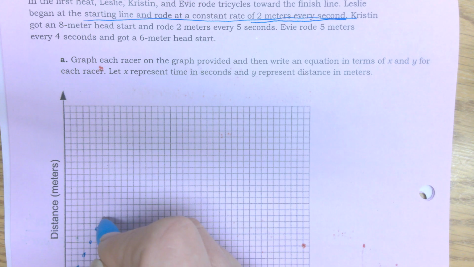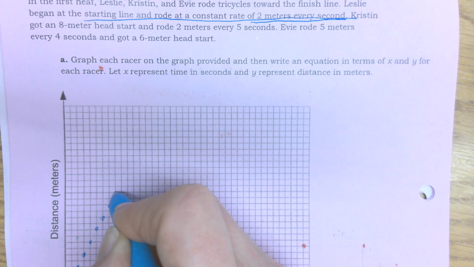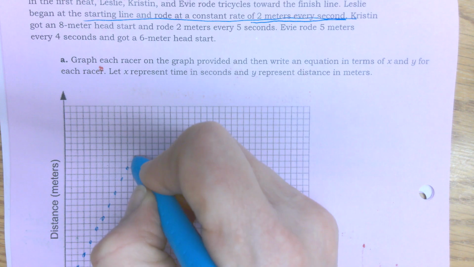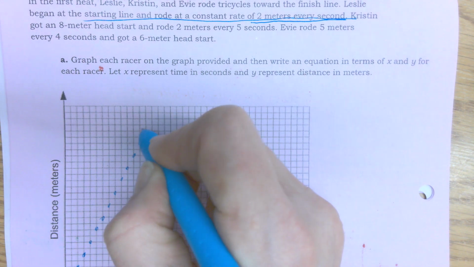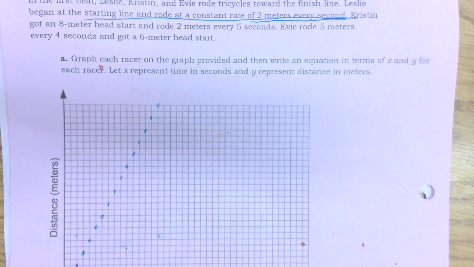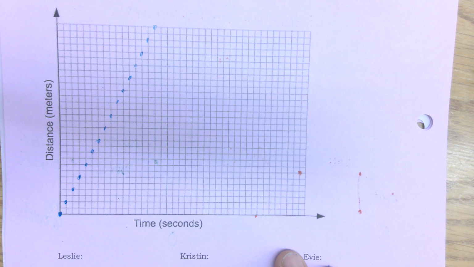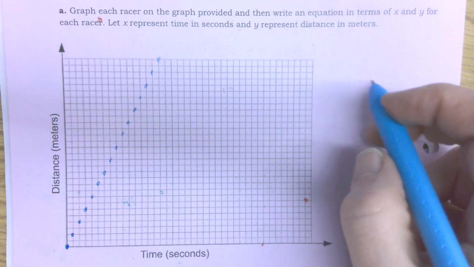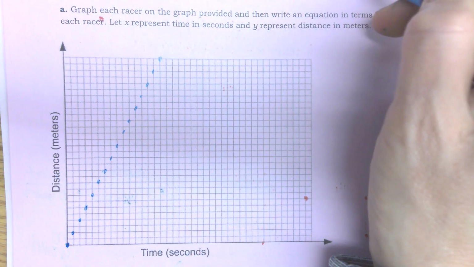I bet I can go faster than you. Oh, race is on. Finished. All done. Nick wasn't part of the race. We had our own big race here. Okay. So this one's Evie. Oops, sorry. This one's Leslie.